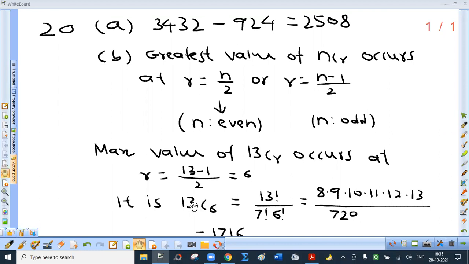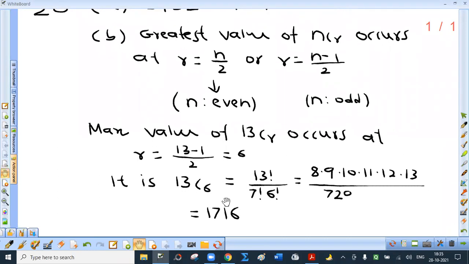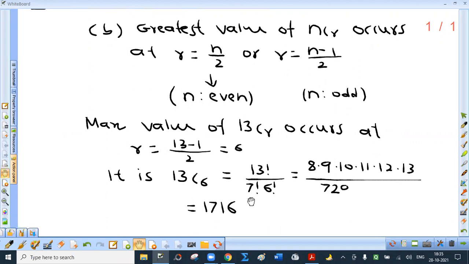Reason is simple. 13C6 is same as 13C7. nCr is nC(n minus r). That is why. So what is the maximum value of 13Cr? 1716.